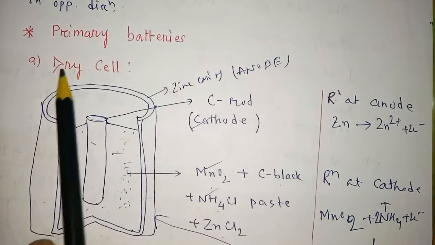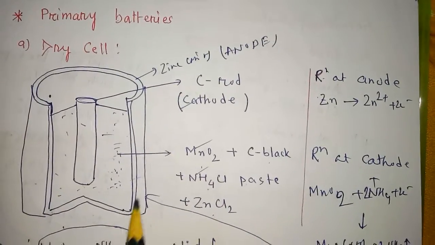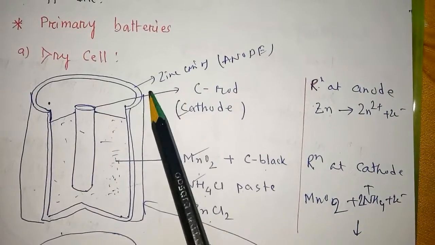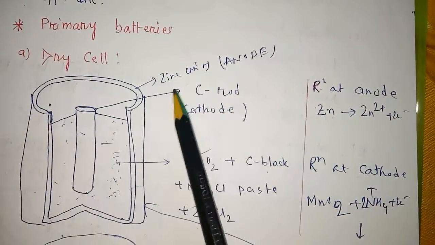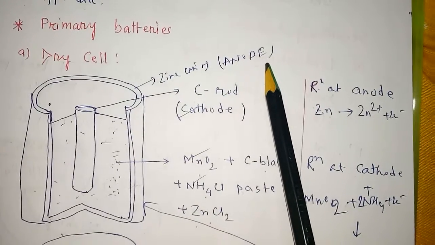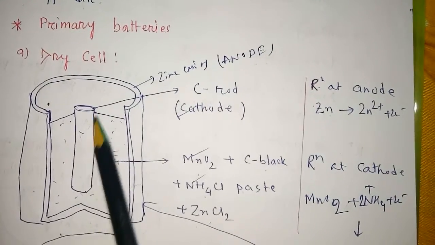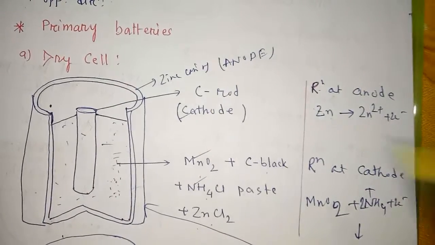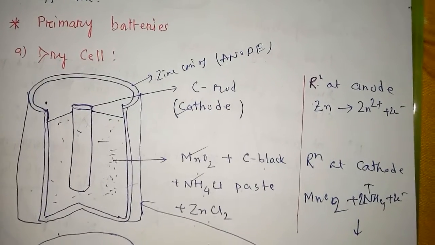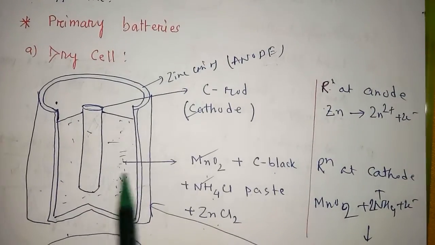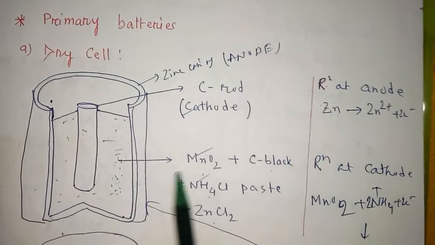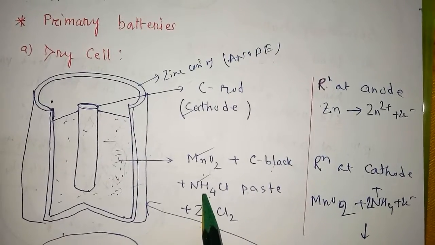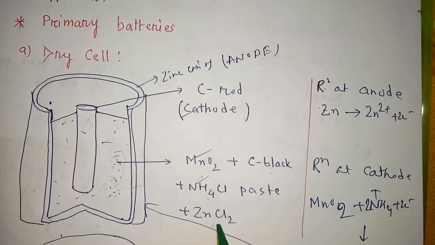First of all, we are taking the dry cell. This is the structure of a dry cell. In a dry cell, the outer layer is a zinc casing, which is also called the anode. The inner rod is a carbon rod, which acts as the cathode. And there is a black paste containing manganese dioxide, carbon black, ammonium chloride paste and zinc chloride.